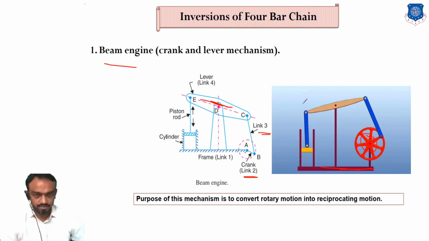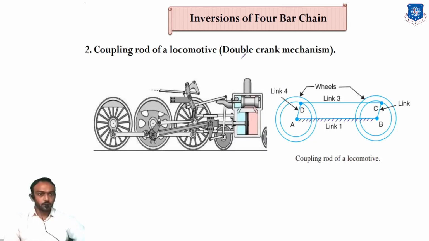This engine was used in old-age steam engines. Due to the steam pressure here, this will be forced upside and we can get the rotary motion. But right now in oil rigs, you can see ONGC oil rigs, this type of mechanism is there. So they use the same mechanism for oil.